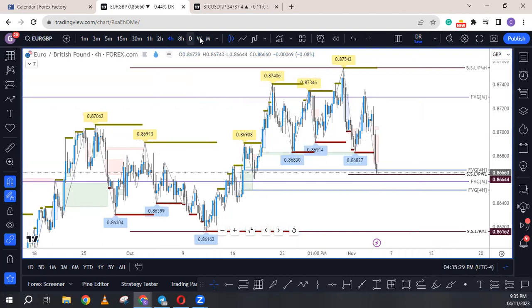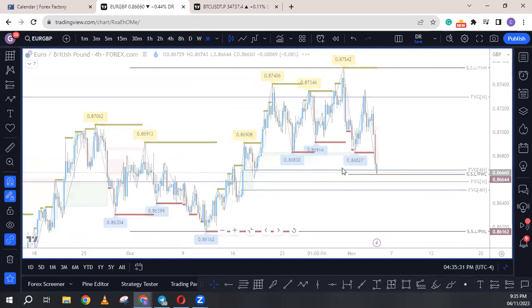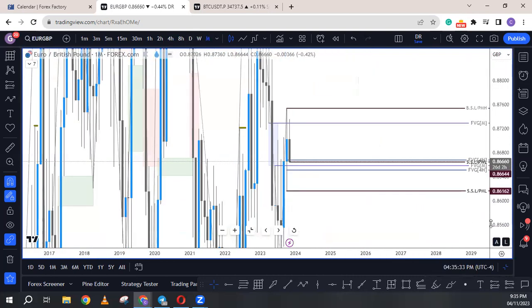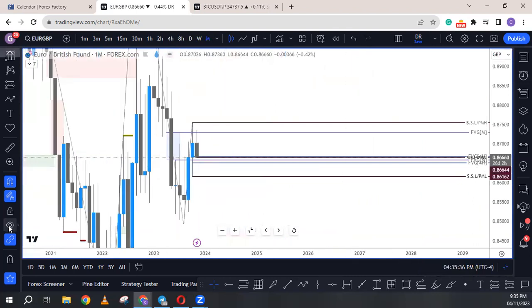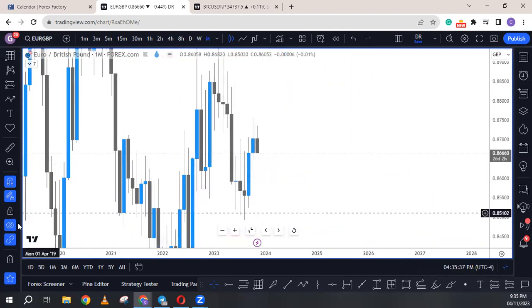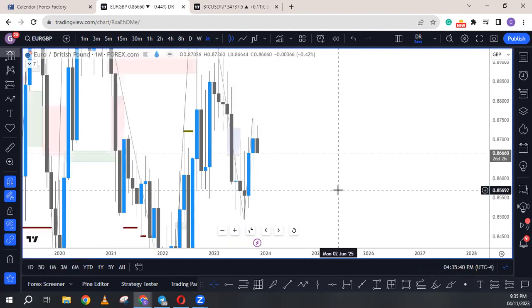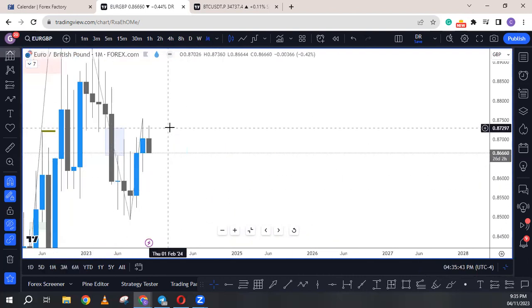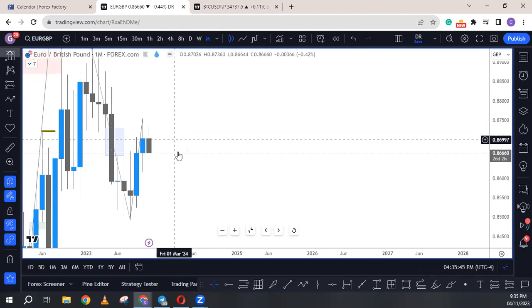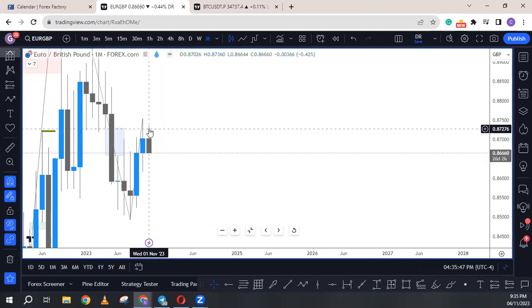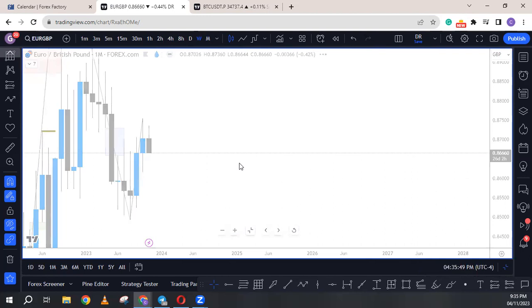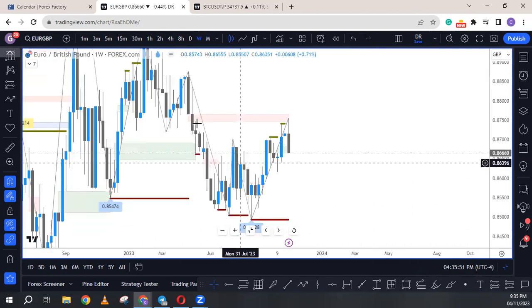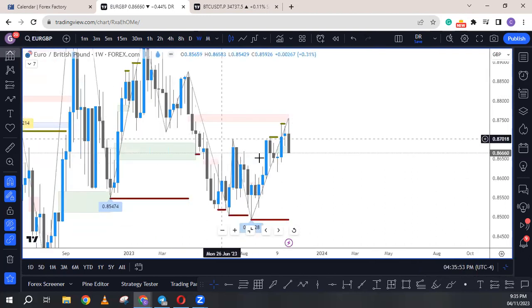The EURGBP, we're going to start off with the monthly. If we look at it on the monthly, we have this fair value gap here. You see, price did not close above it. Price rallied into it and got rejected. If we go to the daily time frame, you see that there's a fair value gap on the daily.